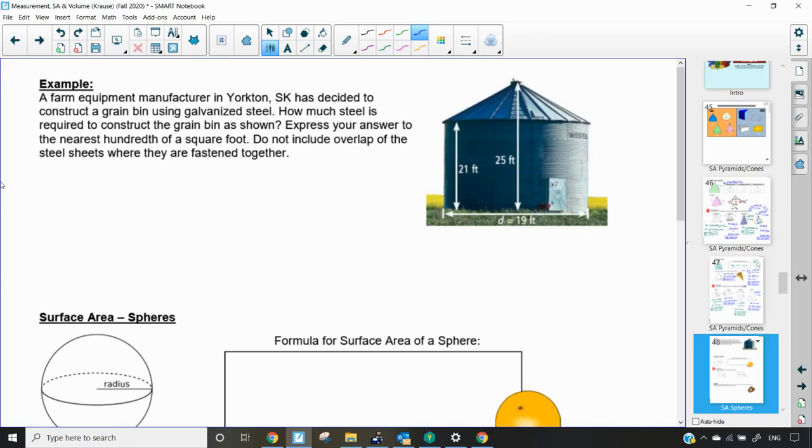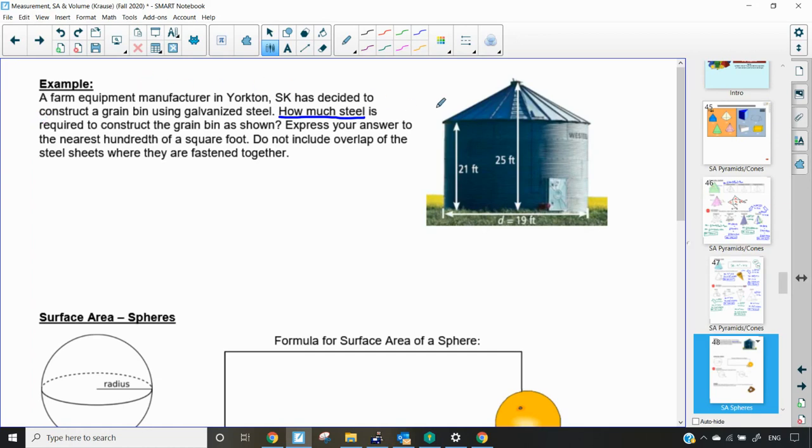Now, taking a look at an application question, we're told that a farm equipment manufacturer in Yorkton, Saskatchewan has decided to construct a grain bin using galvanized steel. The question is, how much steel is required to construct the grain bin as shown? We're asked to express our answers to the nearest hundredth of a square foot and not to include overlap of the steel sheets where they're fastened together.